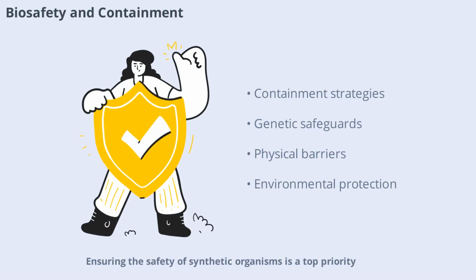Ensuring the safety of synthetic organisms is a top priority. Researchers use multiple layers of containment, such as physical barriers and genetic safeguards, to prevent accidental release into the environment. Synthetic organisms can also be designed to require specific nutrients or conditions to survive, making it unlikely they could persist outside the lab. These measures help minimize risks and protect both people and ecosystems.